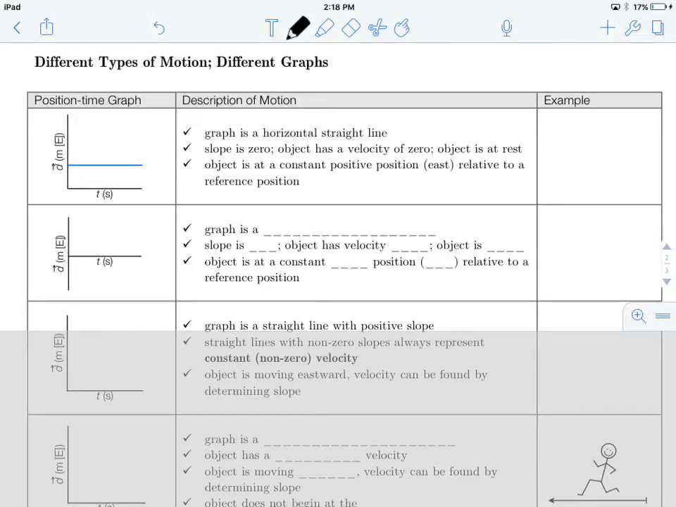Okay, so here we are with part 2 for this lesson, and we're going to talk about the fact that different types of motion will give us different graphs. So I've got 4 different examples of different types of motion that are going to give us different graphs, and we're going to go through them one by one.